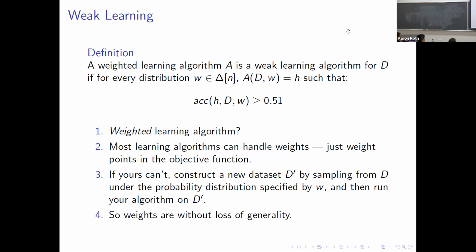Okay, so I'm going to talk about learning algorithms as if they take as input these weights. Many of them actually do. If they don't, don't worry about it. You can just sample a data set and everything works if the algorithm just takes as input a data set.